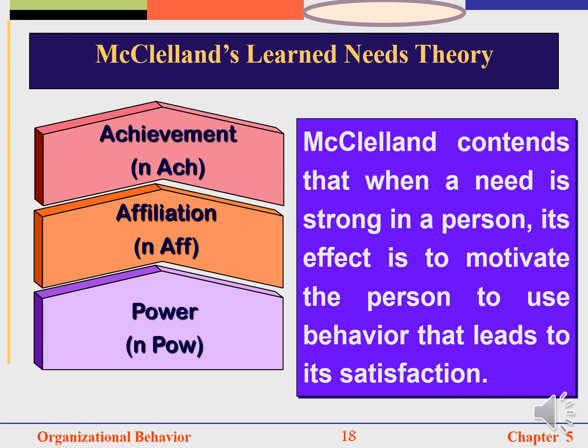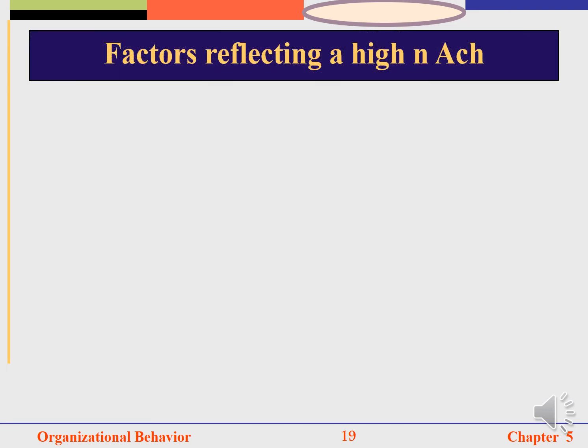For example, if a student has a high need for achievement, this will drive the student to study hard until he reaches the goal, which is to succeed and to obtain high grades. So these are the three different types of learned needs or motives, according to David McClelland. We'll talk about each one in more detail. The first is the need for achievement.